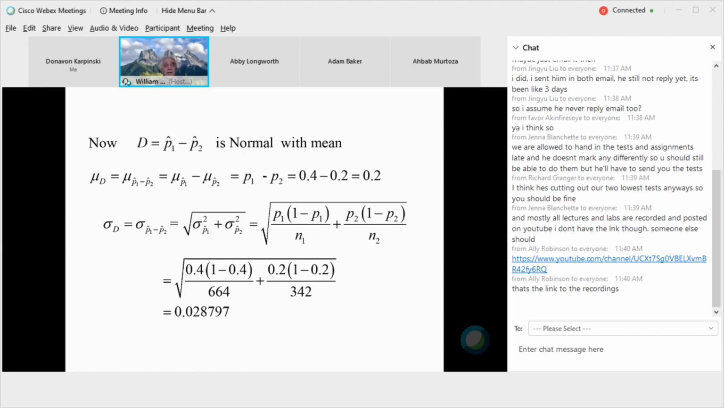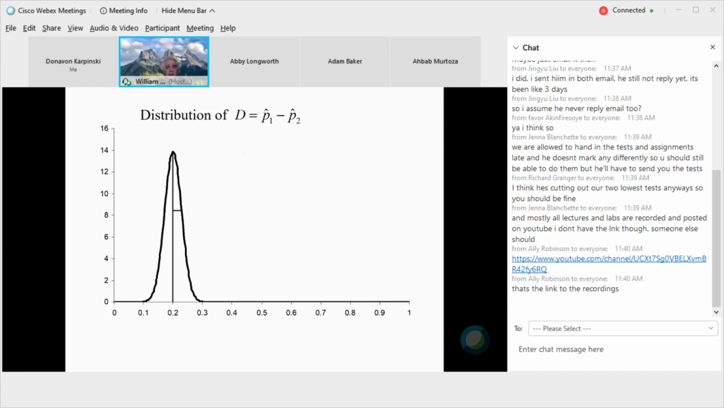For the baby boomers, we want to find the distribution of D, P1 hat minus P2 hat. The mean is equal to P1 minus P2, which is equal to 0.20. The standard deviation is a bit more complicated. It's the square root of P1 times 1 minus P1 over N1, plus P2 times 1 minus P2 over N2. Putting those numbers in, we get 0.0287. There's the distribution of D.